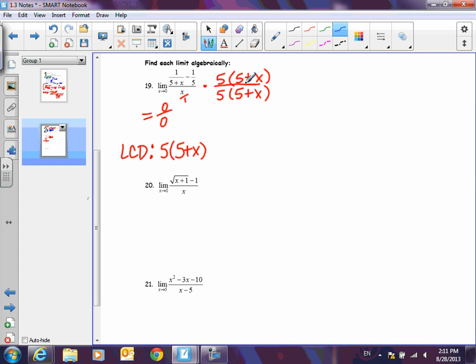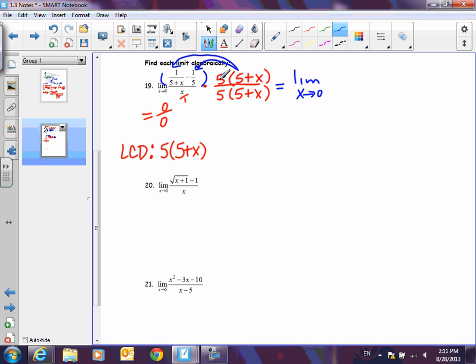Okay, so let's think about this. We're going to take 5 and 5 plus x, and we're going to multiply it to each of these terms. I mean, think of it this way. We've got to distribute. So let's go ahead and write our limit. We need to write limit every time until we actually take the limit. Don't leave that off. This is just a good habit to get into now.